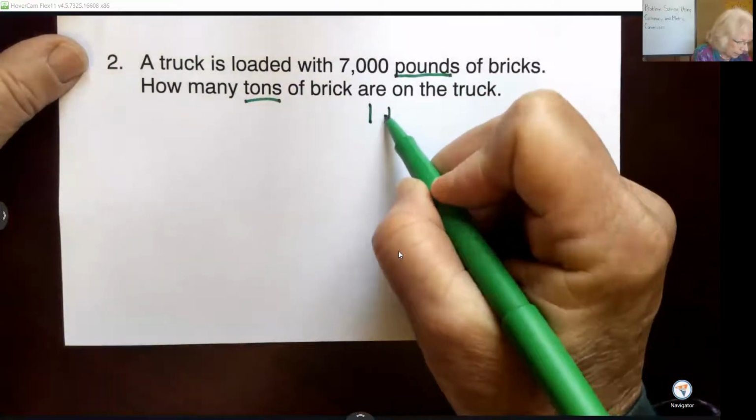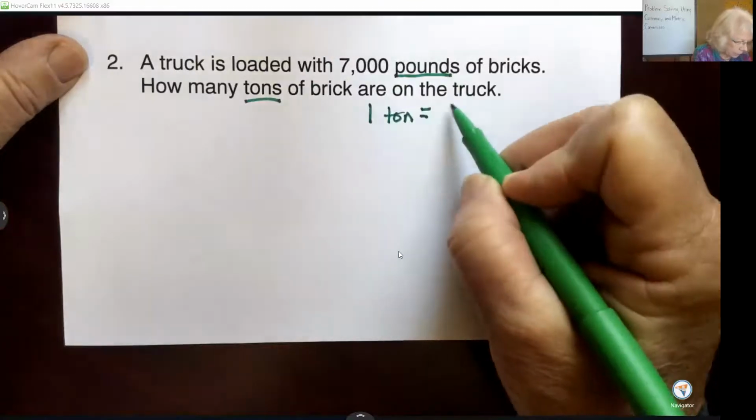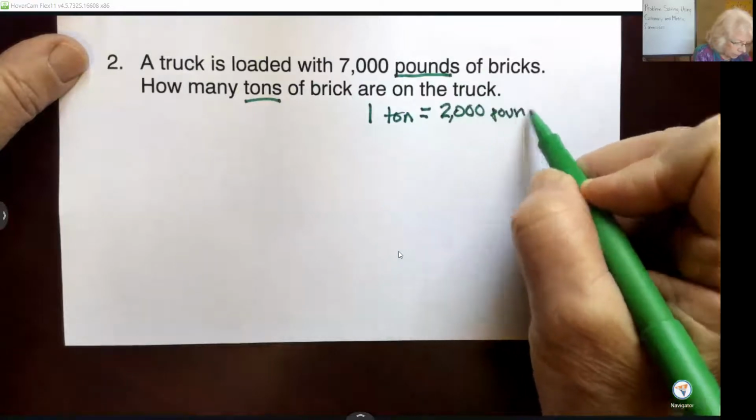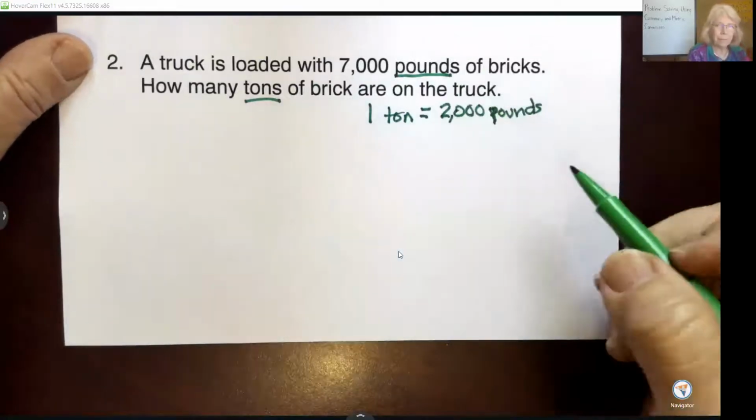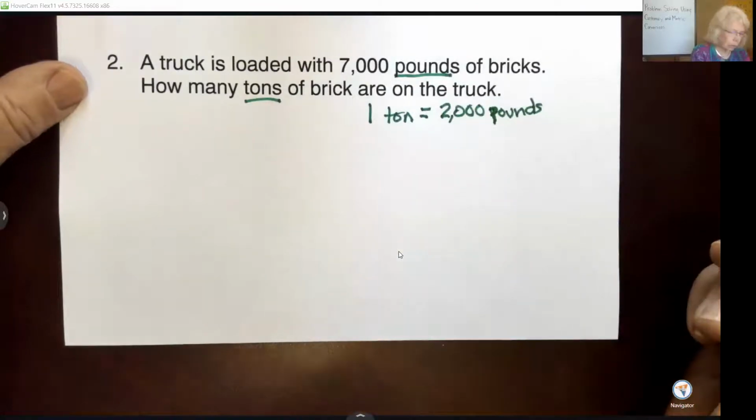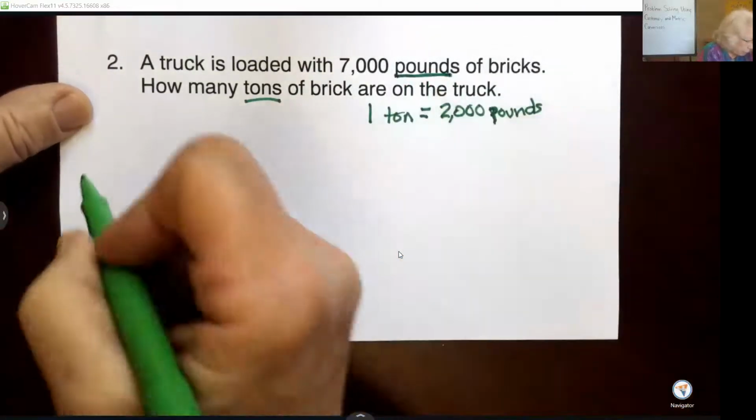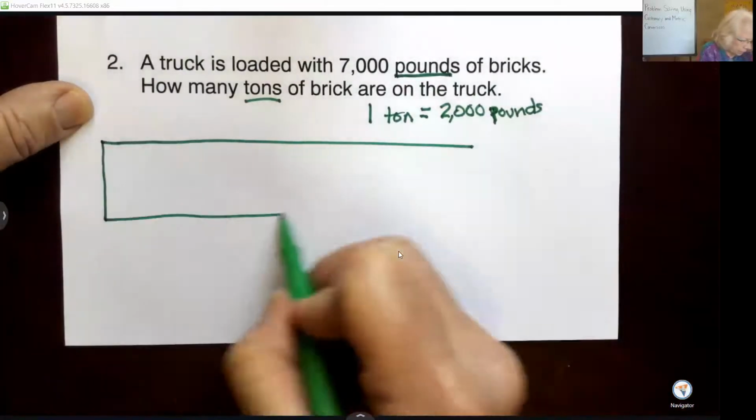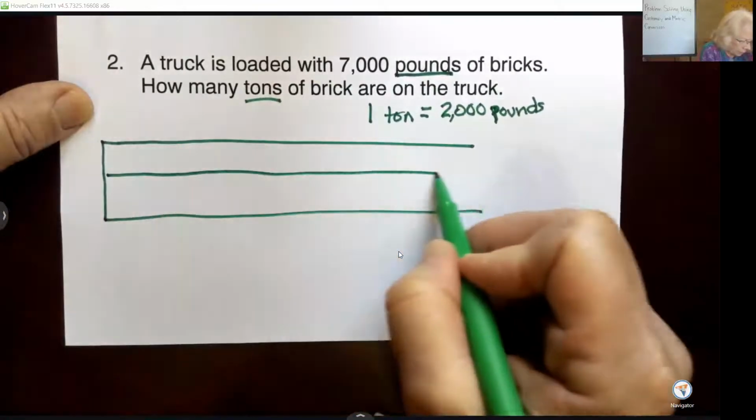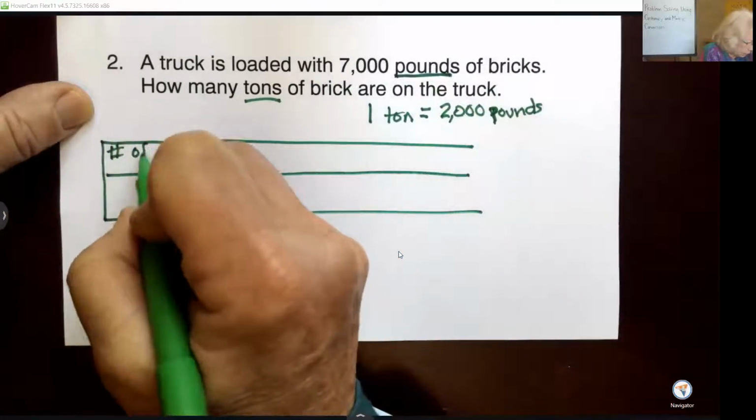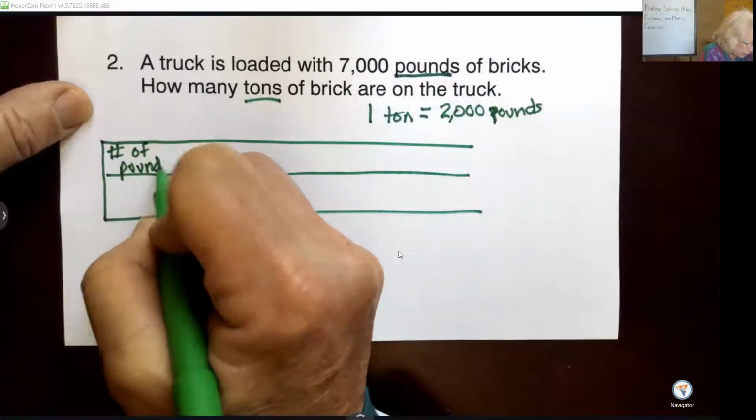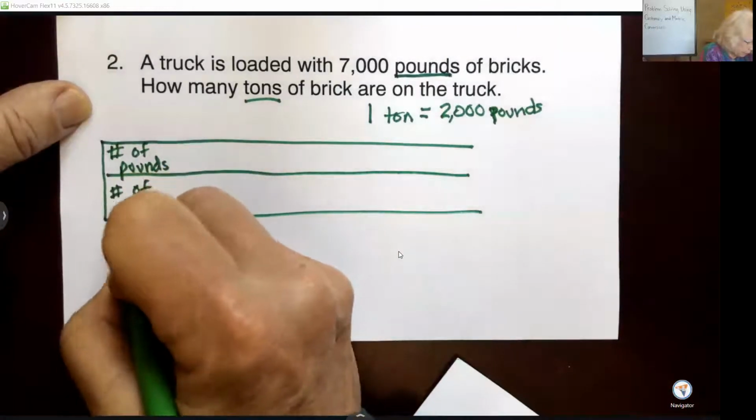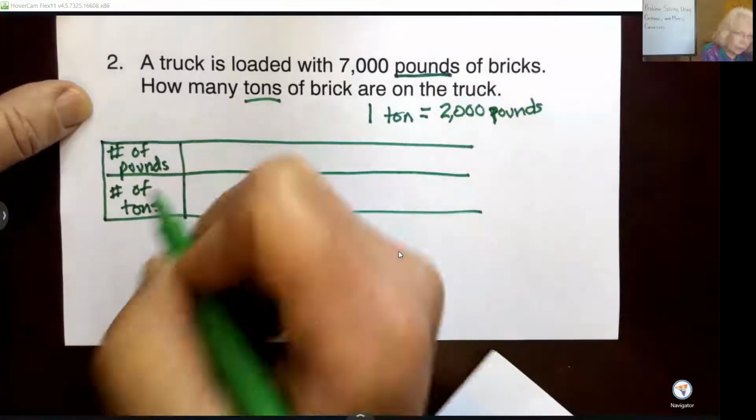It's 1 ton, if you know it, say it out loud, is equal to 2,000 pounds. That's a lot of pounds, right? Okay, so we're going to make our chart. This time, we're putting on top what is the first unit of measurement they give us. So that's going to be number of pounds. And the second row is going to be the second unit of measurement they give us, and that is number of tons. So you would set up your chart like that.